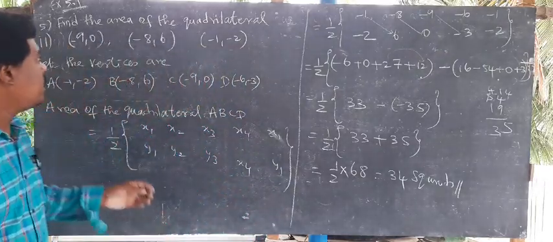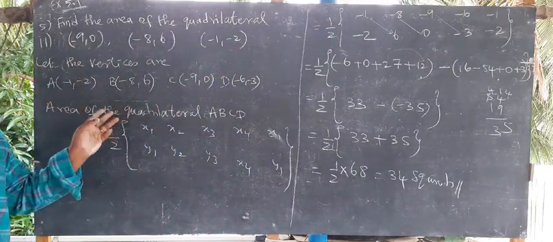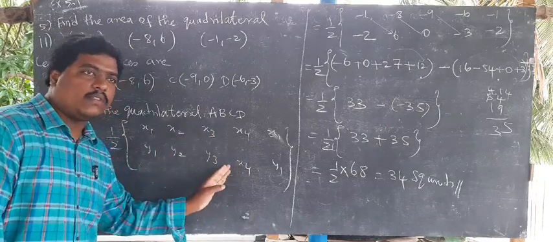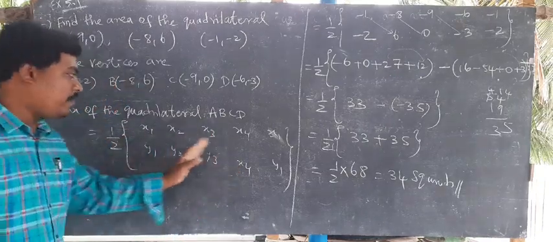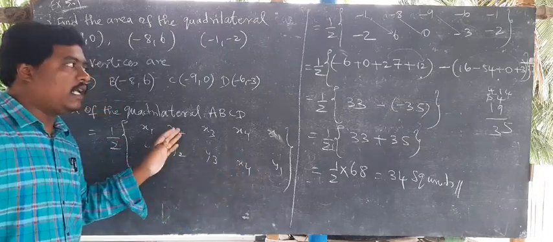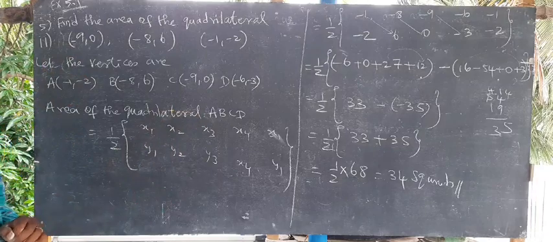So clear. Area of the triangle means the same thing. We have to write up to x3, x1, y1. Quadrilateral means we have to write the 4 points and then the first term is x1 comma y1. That one we have to write. The same method. This is asked in the 5 mark question.